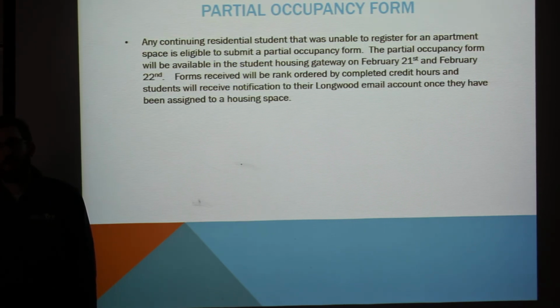The partial occupancy form. Any continuing residential student who is unable to register for an apartment space is eligible to submit a partial occupancy form. The partial occupancy form will be available in the Student Housing Gateway on February 21st and February 22nd. Forms received will be rank ordered by completed credit hours, and students will receive notification to their Longwood email account once they have been assigned to a housing space.